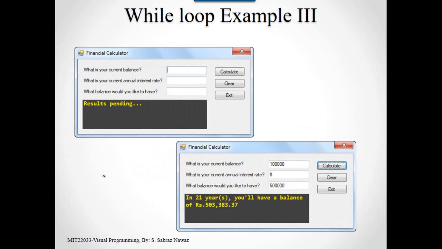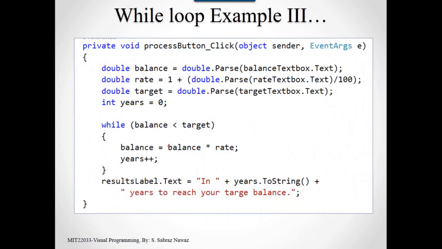Here we are going to enter the current balance in a bank and then the annual interest rate, and we would like to see how long it will take for us to get a particular target balance. So we are giving the current balance as input and the interest rate as input, and the target balance we would like to have is also given as input. Then we calculate how many years it will take. So we will see the example here.